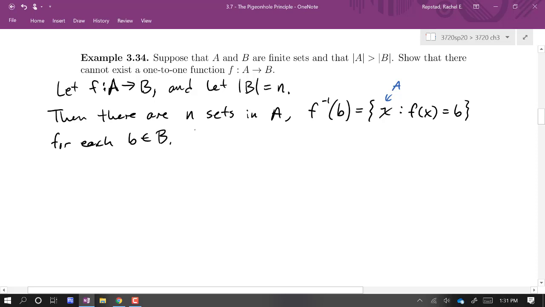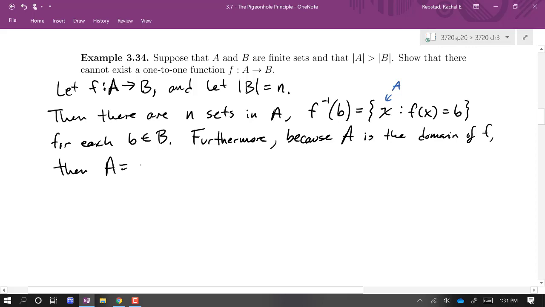Okay. Furthermore, because A is the domain of this function, meaning any element of A I can plug in and it'll send me into B, I can see A as the union of these sets. So A is the union of these preimage sets, where I just let b, little b, range through all the elements of B.